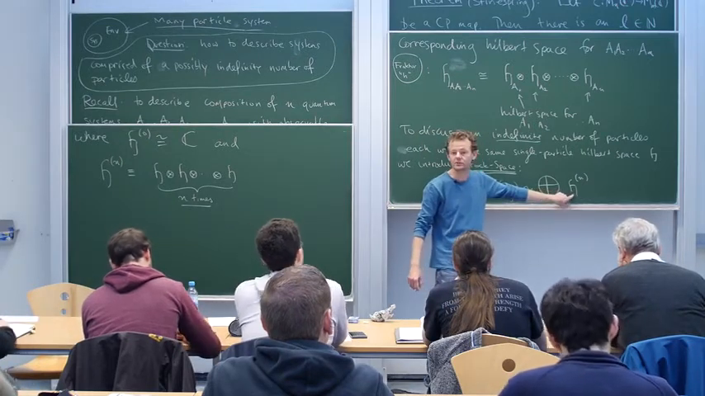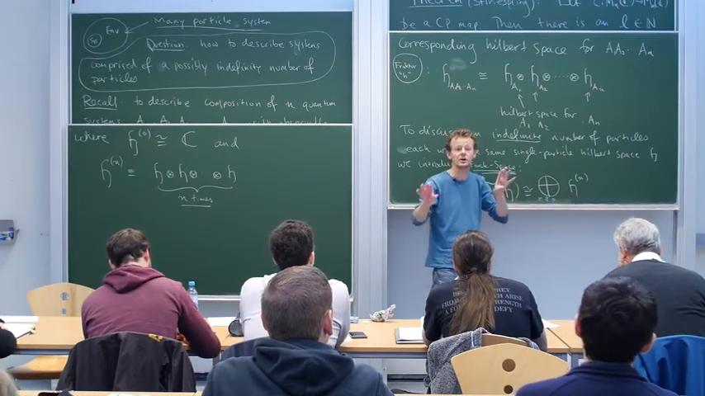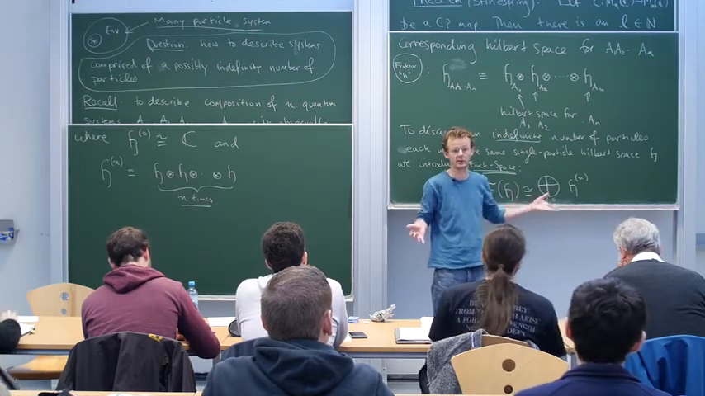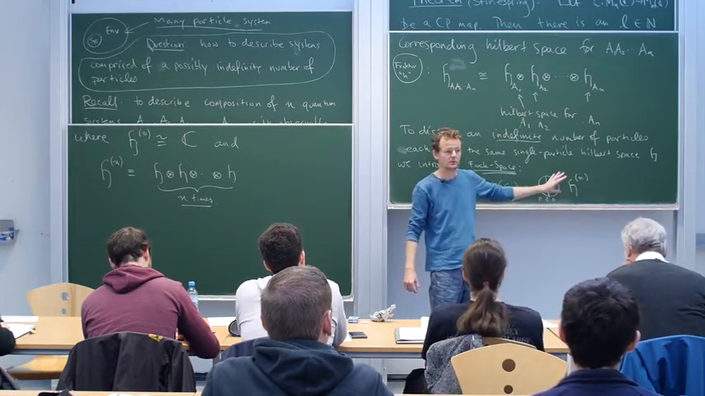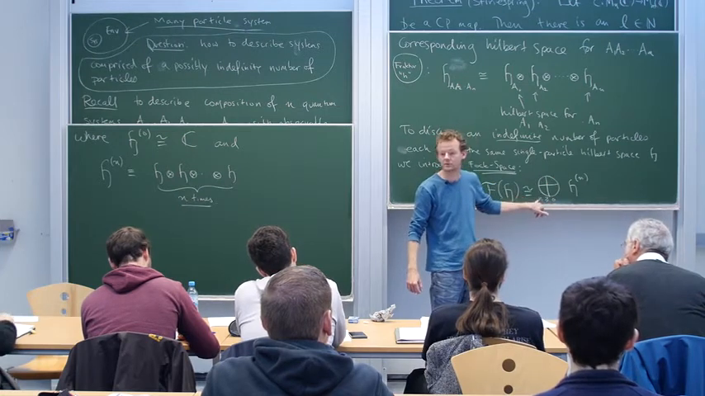Each of these H's is a Hilbert space. If you take the direct sum of two Hilbert spaces, you get another Hilbert space. This is an infinite direct sum because n is not bounded from above.